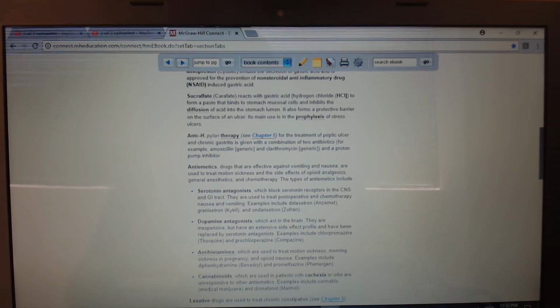Anti-H. pylori therapy for the treatment of peptic ulcer and chronic gastritis is given with a combination of two antibiotics, for example, amoxicillin and clarithromycin, and a proton pump inhibitor.